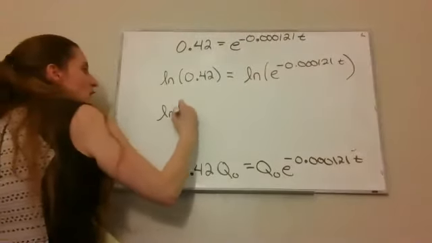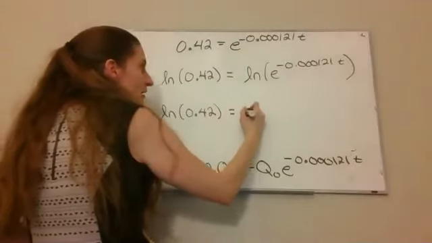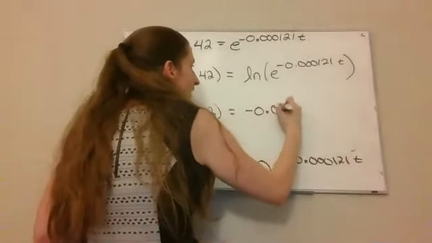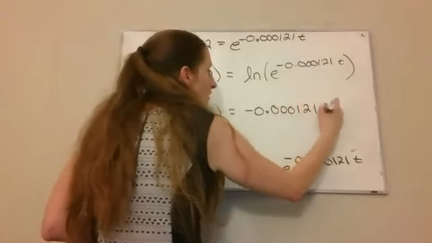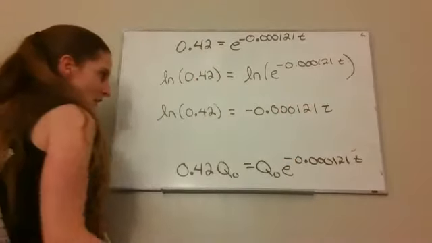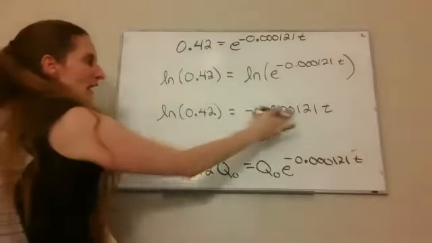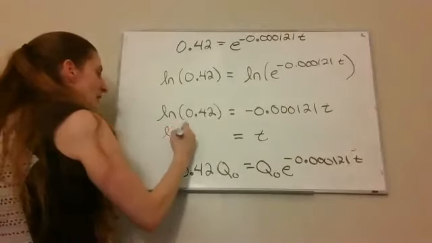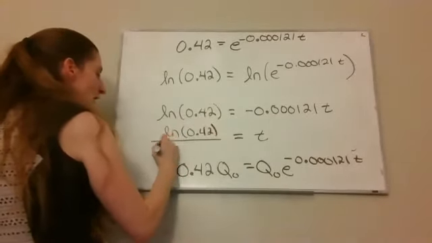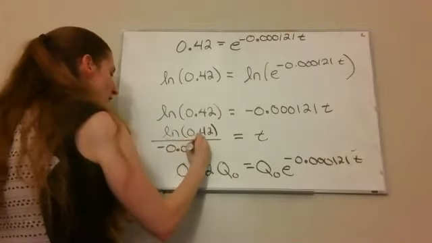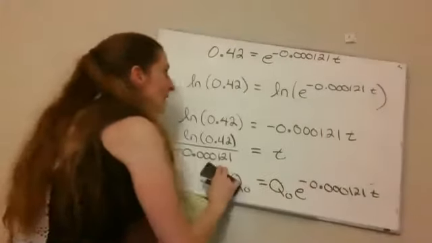And then on that right side, my natural log and my exponential undo each other. So my right side is now just negative 0.000121 t. So to figure out how old this wood is, I just have to divide by that crazy decimal. And I get natural log of 0.42 divided by negative 0.000121 is equal to t.